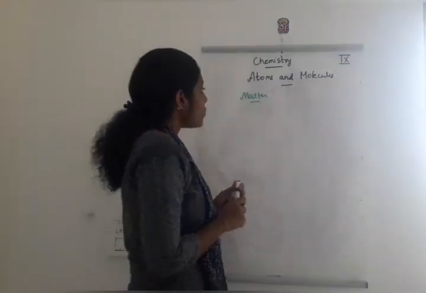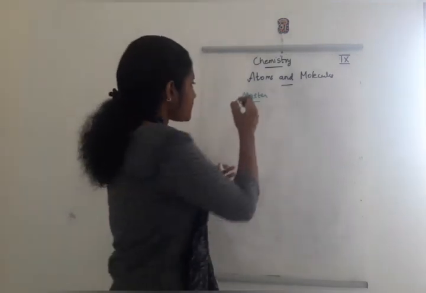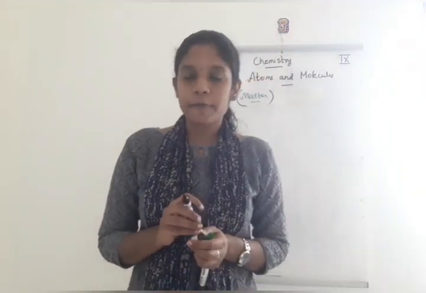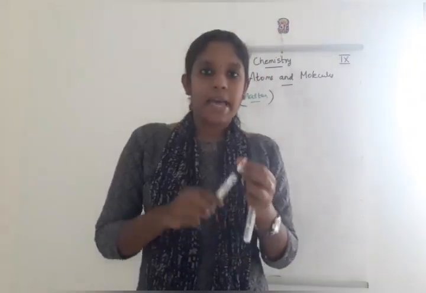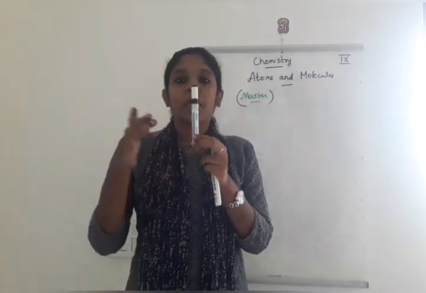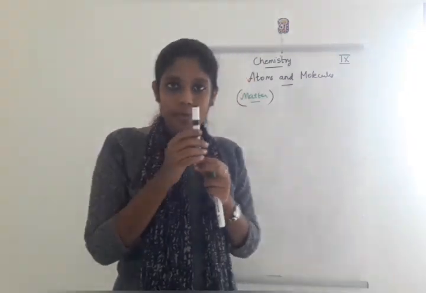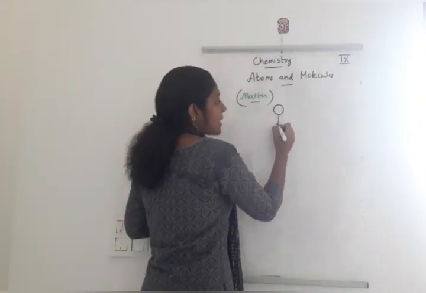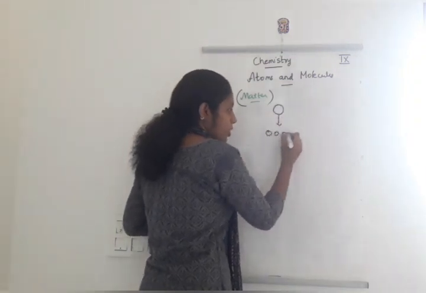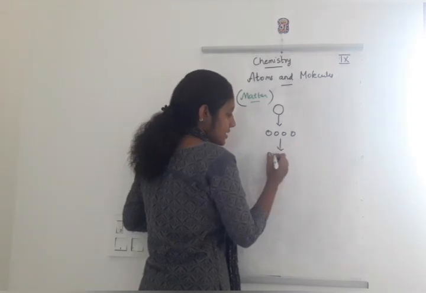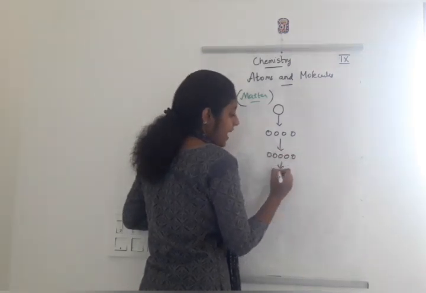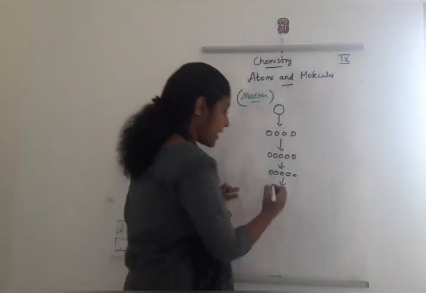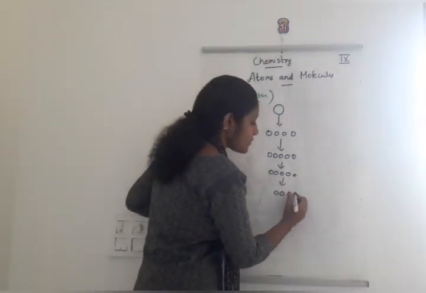Now, what is matter made up of? Taking an example of matter, this pen is matter. When you break this pen into smaller particles, and again break it into even smaller particles, you divide it and break it further and reach a level where you cannot divide it further.